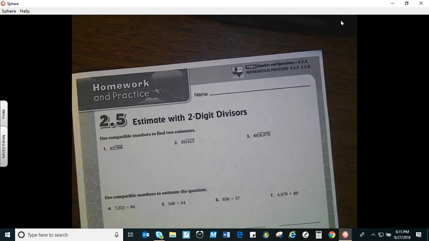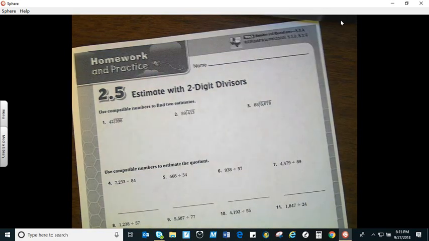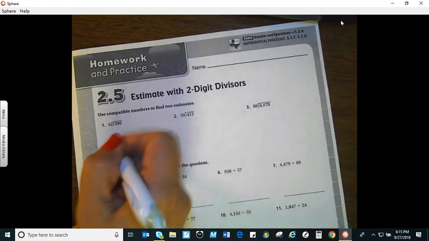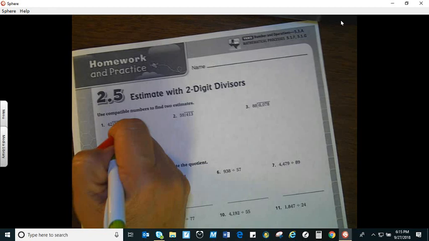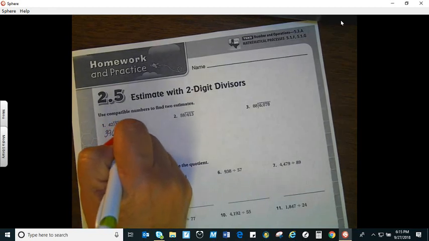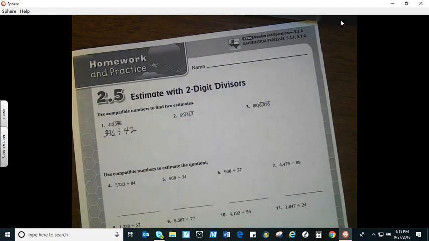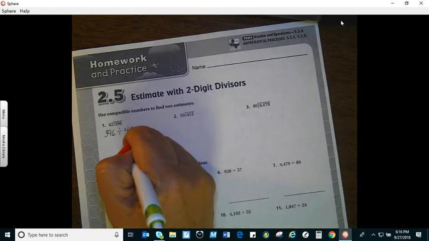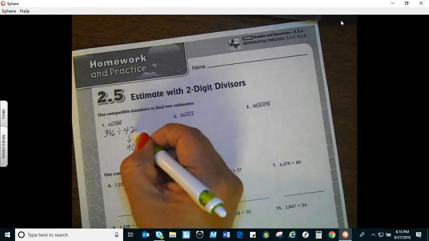So let's just get on with it because we're only working problems 1 through 11, odd numbers. We did 1 in class, and some of you had a chance to do 3. So again, if you did not get that, I'm going to make this equation where I have 396 divided by 42. Then I'm looking at my divisor, and my divisor is going to be closest to 40. So is it 40 or 50? 42 is closest to 40.